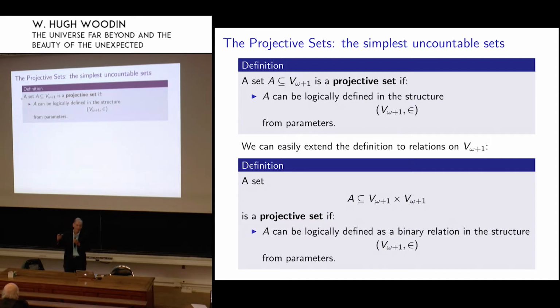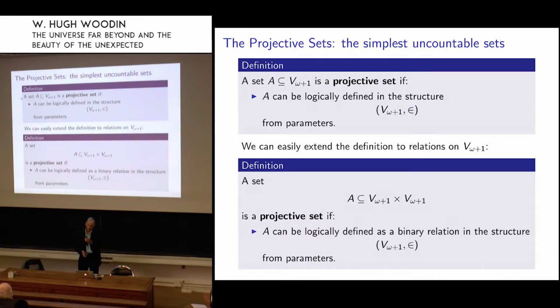And in mathematics, it's a standard thing, if you've identified a structure, to look at definability within that structure as a way of understanding the structure. Okay, and we can extend this definition to relations on V omega plus 1, a subset of the product, so a set of pairs from V omega plus 1 is a projective set if it can be logically defined as a binary relation in the same structure.